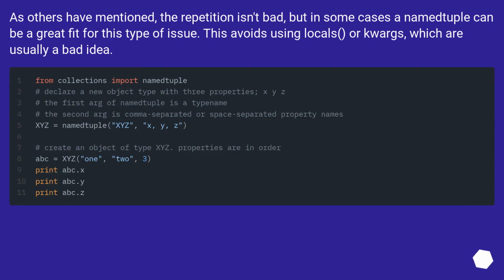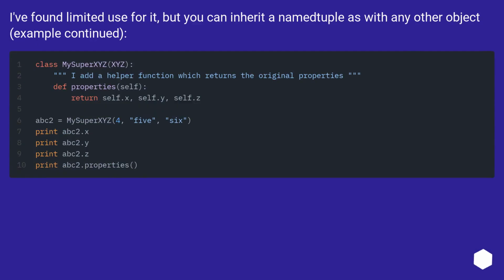As others have mentioned, the repetition isn't bad, but in some cases a namedtuple can be a great fit for this type of issue. This avoids using locals or calls, which are usually a bad idea. I've found limited use for it, but you can inherit a namedtuple as with any other object. Example continued.